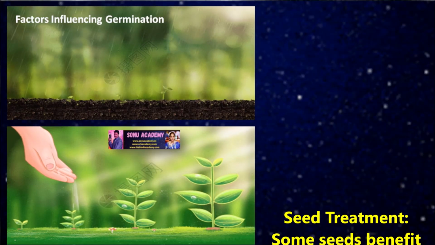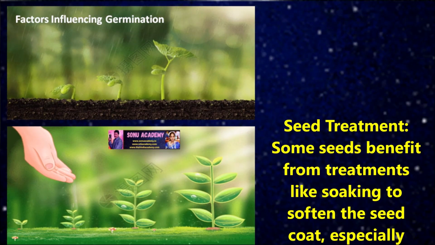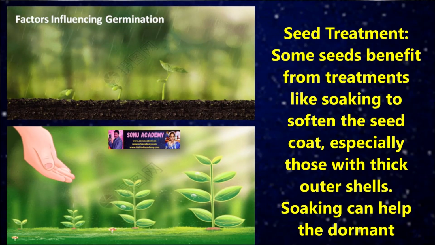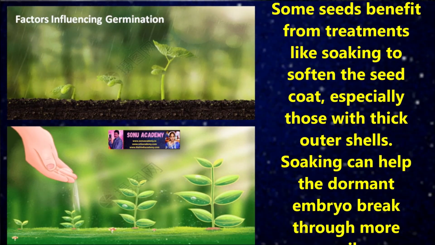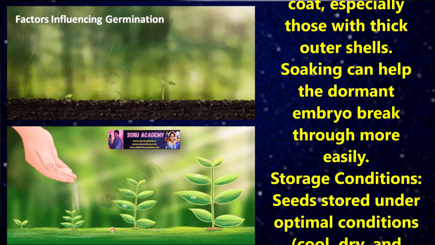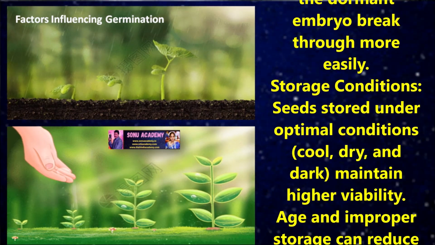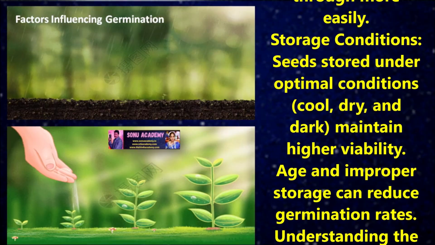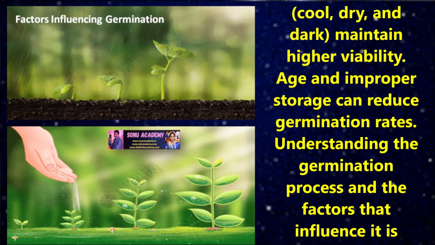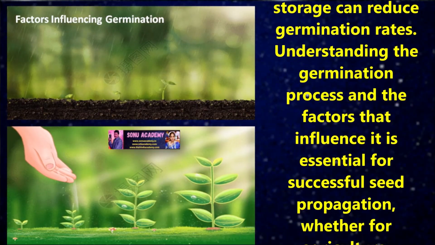Children, finally we discuss the factors which influence germination. First, the seed treatment. Some seeds benefit from treatment like soaking to soften the seed coat, especially those with a thick outer coat. Soaking can help the dormant embryo break through more easily. Storage conditions. Seed storage under optimal conditions, meaning cool, dry and dark, maintains higher viability. Age and improper storage can reduce germination rates.